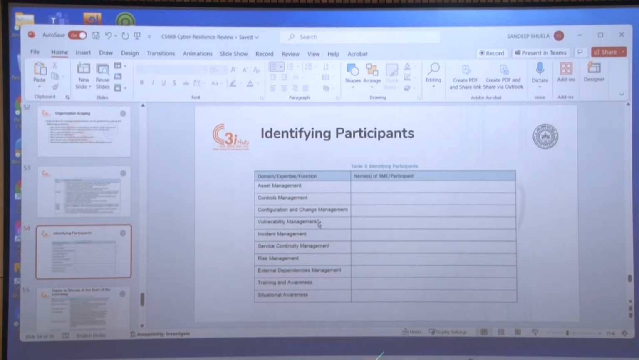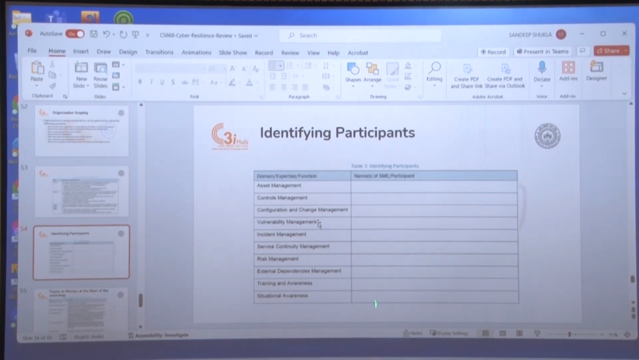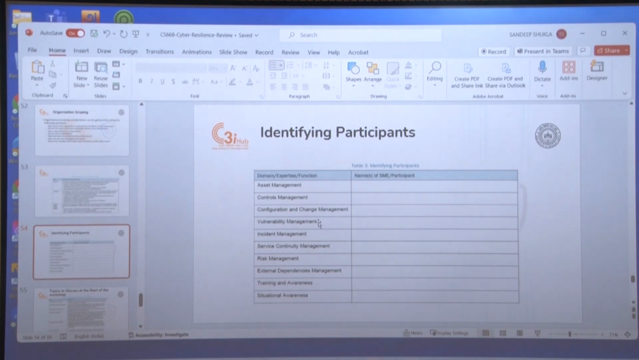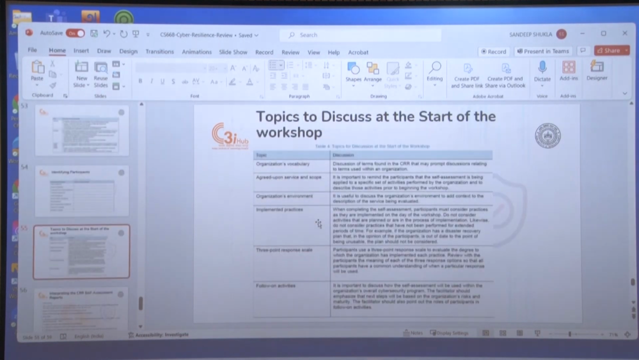Then you decide who the subject matter experts and participants are for each of these domains. The people involved in asset management in an organization may not be doing risk management or incident management, right. So obviously it would be a different set of people. There may be some intersection there, and then you normally do this in a workshop mode. You bring everybody together and do a day-long workshop.